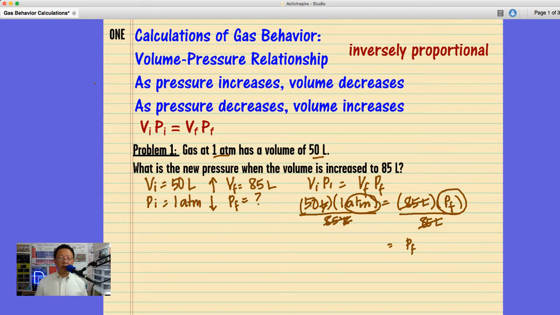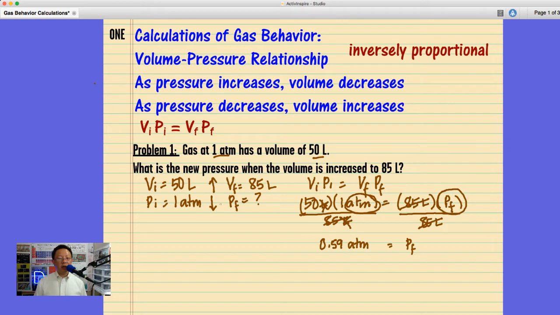What should we do on a calculator? We see that we need to multiply 50 multiplied by 1 divided by 85. And if we go ahead and do that calculation, we realize that the numerical answer is 0.59, and the unit is atmosphere, because after all, liters canceled out with liters.